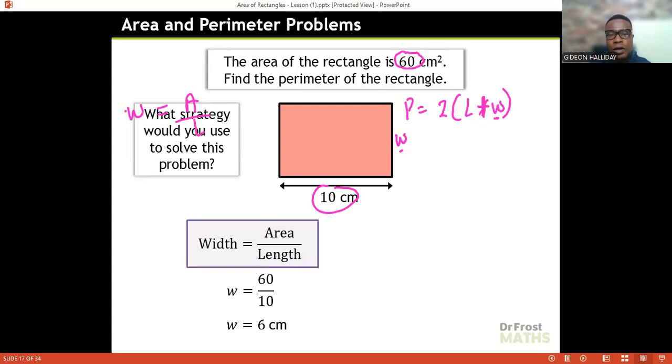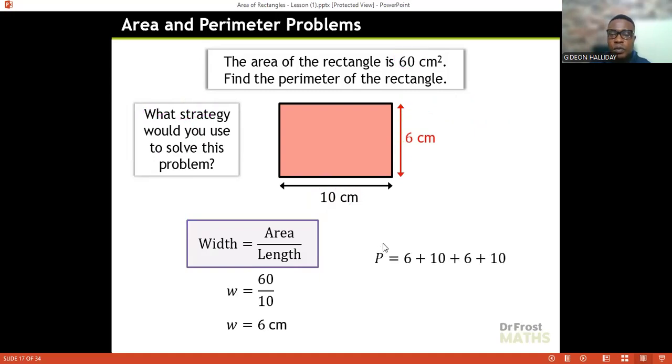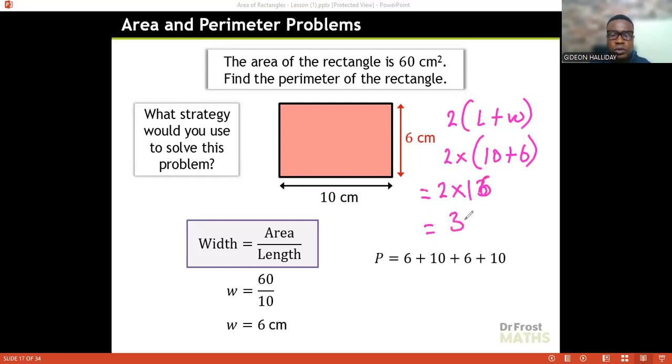Good. Now we can apply that to the perimeter. Perimeter, of course, is adding all the sides together, right? And we can apply it as 2 times length plus width. So 2 times length plus width, that's 10 plus 6, and that's 16. So 2 times 16, and that equals 32. All right, so 32 centimeters. Good job. Now let's move on.